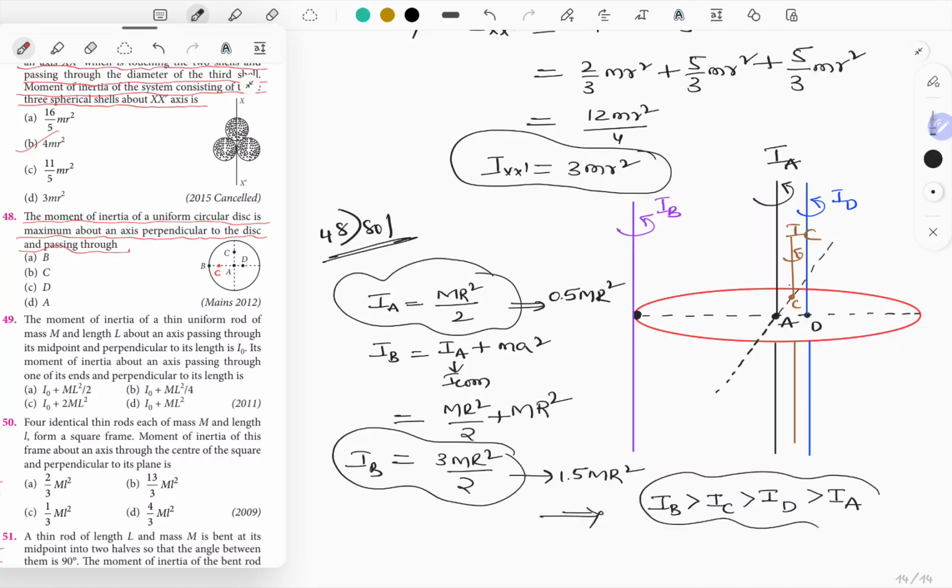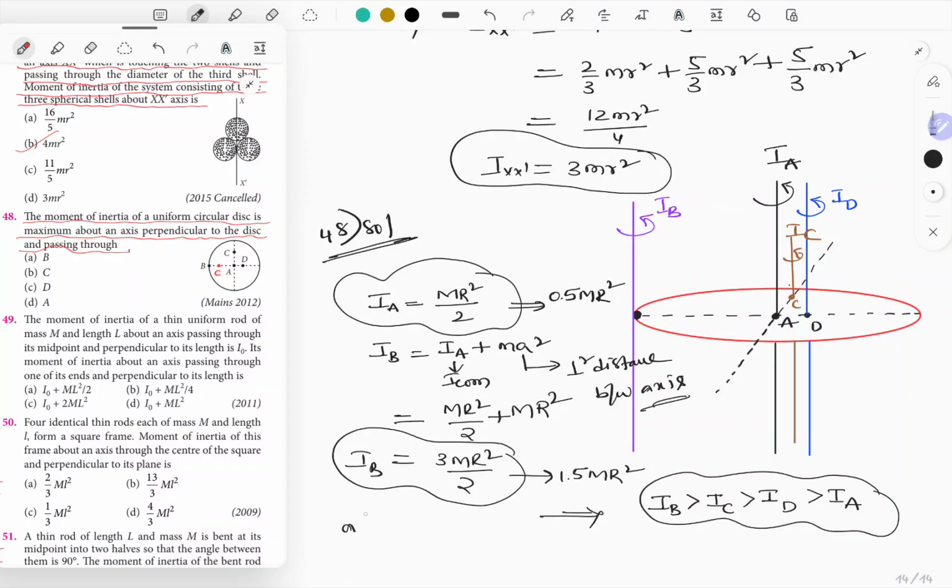Try to understand here. A is the distance between the parallel axes. If it increases, the moment of inertia increases. So A is the perpendicular distance between the axes. As A increases, definitely the moment of inertia increases. So this is what I am writing here.